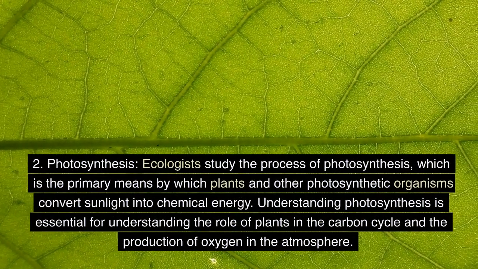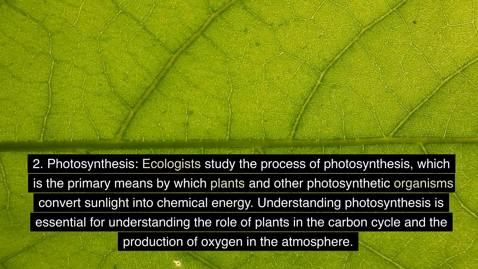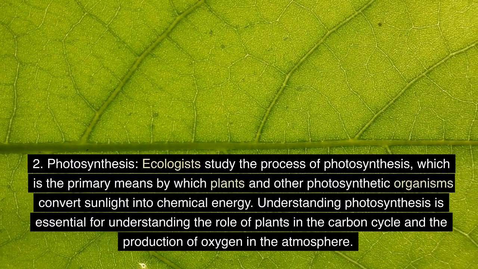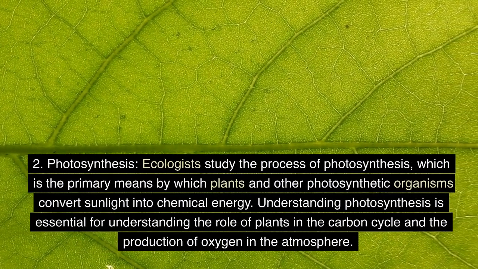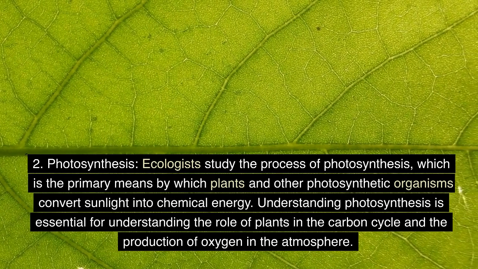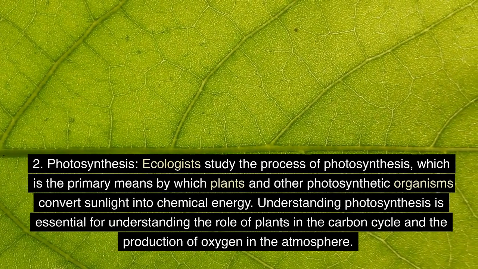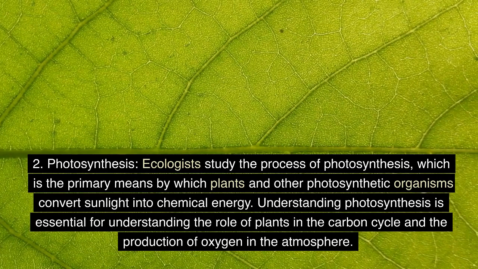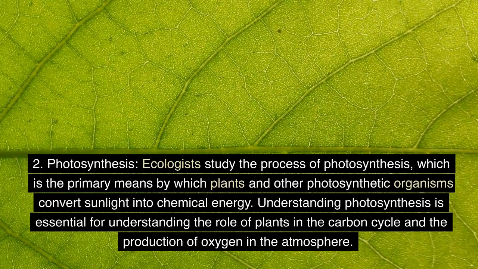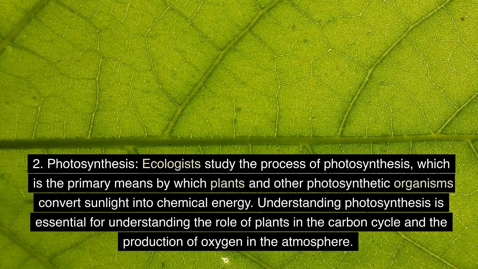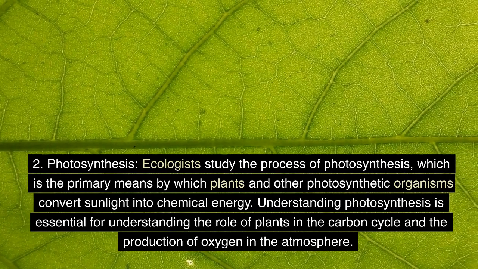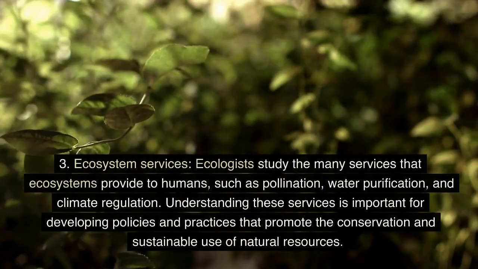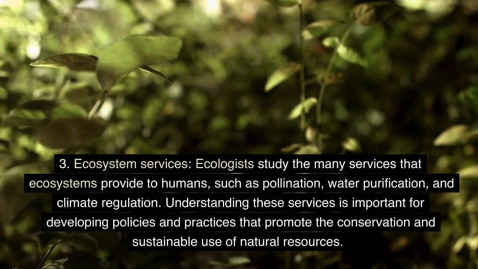2. Photosynthesis. Ecologists study the process of photosynthesis, which is the primary means by which plants and other photosynthetic organisms convert sunlight into chemical energy. Understanding photosynthesis is essential for understanding the role of plants in the carbon cycle and the production of oxygen in the atmosphere.